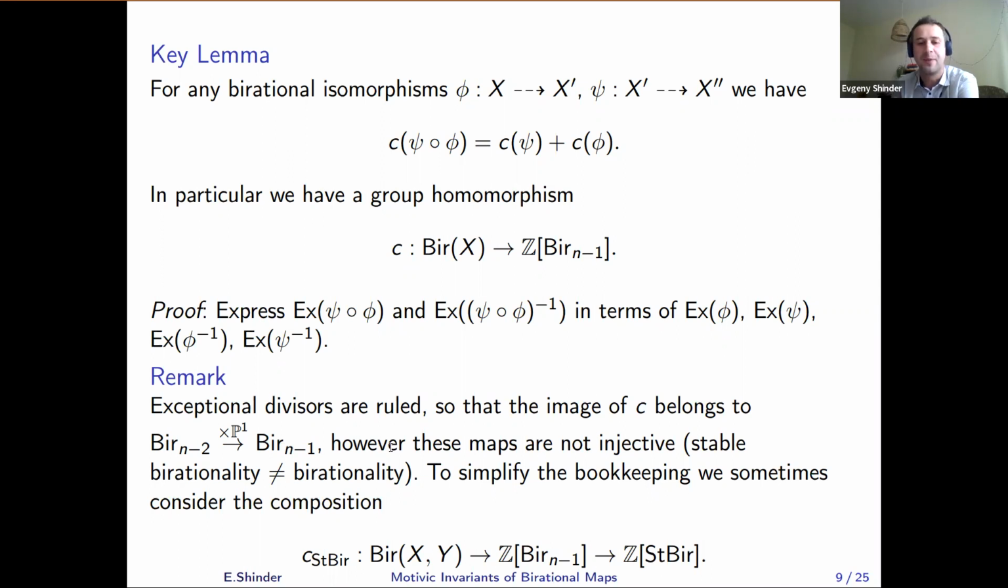Another remark is that sometimes we want to pass to stable birational types, where we look only at classes up to stable birational isomorphism and look at this kind of composition. And for most of the talk, this weaker invariant will be sufficient, just the stable birational types of the exceptional divisors.